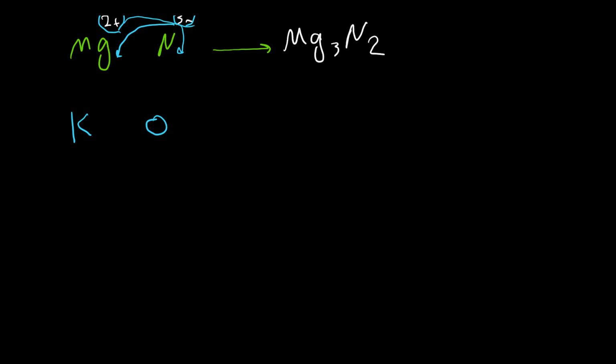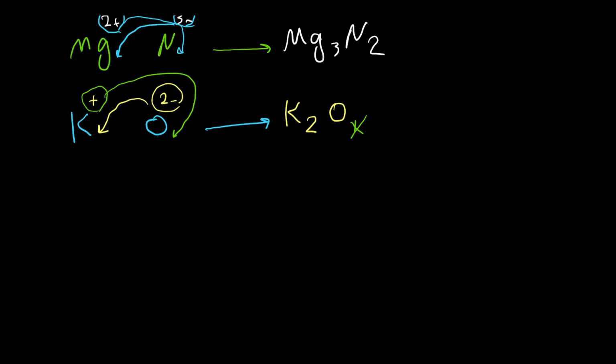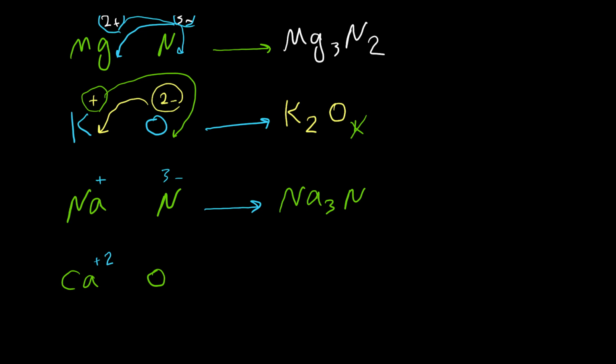Let's write the formula for potassium and oxygen. Potassium is +1, oxygen is -2. So the formula will be K2O. Of course we have 1 here, but in the formula we don't write 1. Sodium and nitrogen, +1 and -3. The answer will be Na3N. Calcium and oxygen. Calcium is +2 and oxygen is -2. So the formula is Ca2O2. But we need to have the simplest ratio. We can simplify these two, and the formula is CaO. So if we are able to simplify the ratio of the cation and anion in the formula, we need to do it. The formula for an ionic compound is the simplest ratio of the cation and anion in the lattice structure.